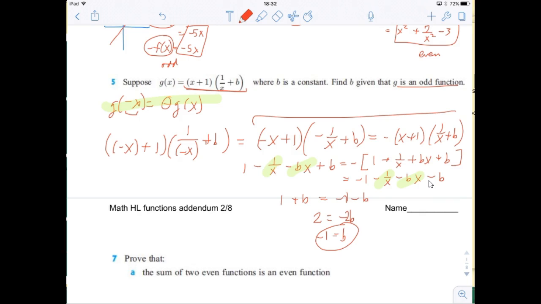It's just like an algebra problem extending this rule's application. Okay? That's it for page 1.